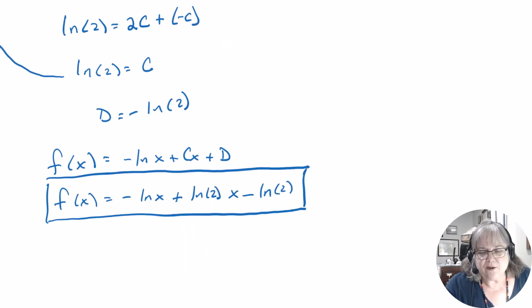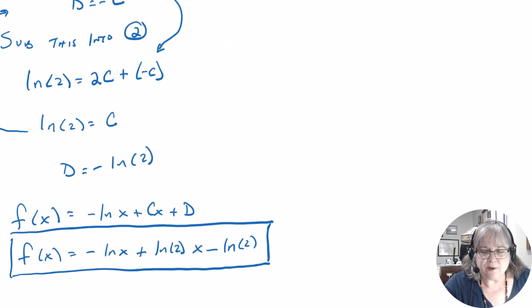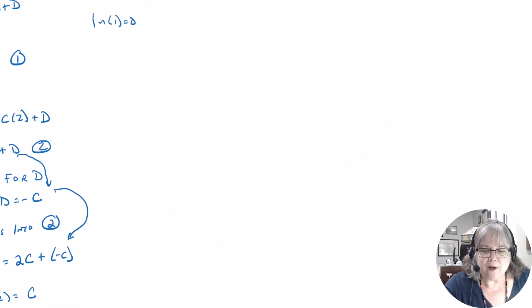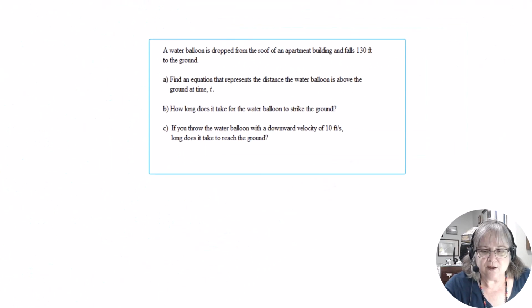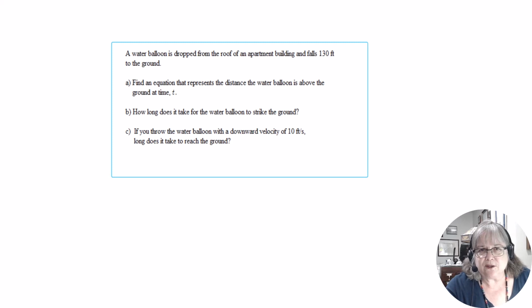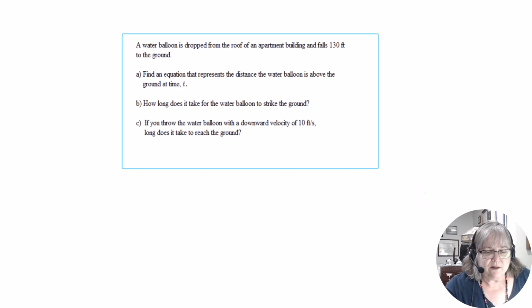Now let's go ahead and try an application of how this works. Remember that when we worked with taking derivatives, if you have a position function, the derivative of position is velocity, and the derivative of velocity is acceleration. So let's try this problem here where we're going to be working through accelerations and velocities.